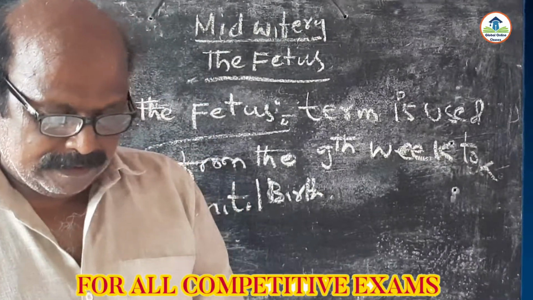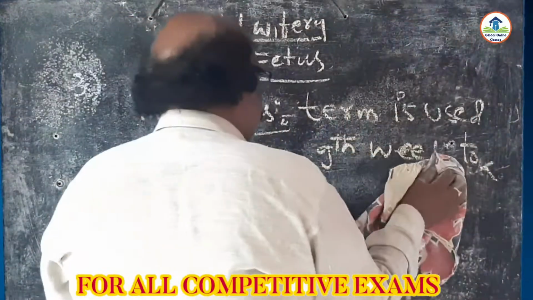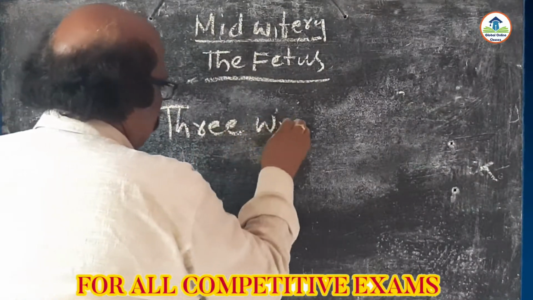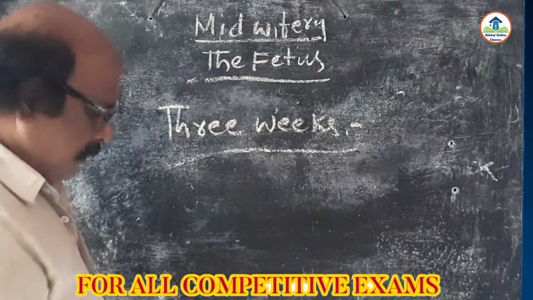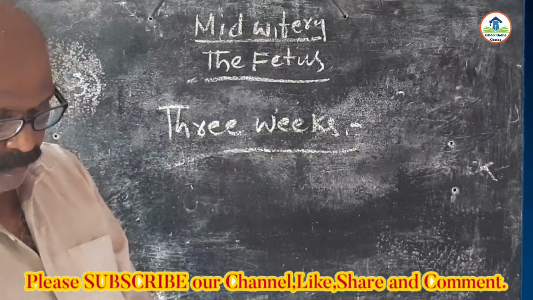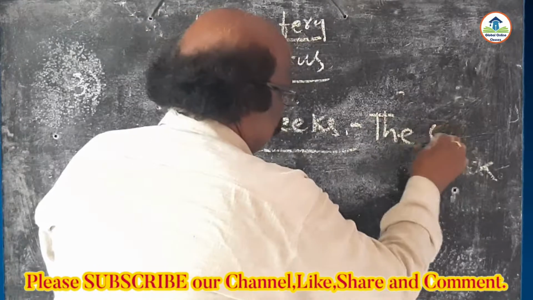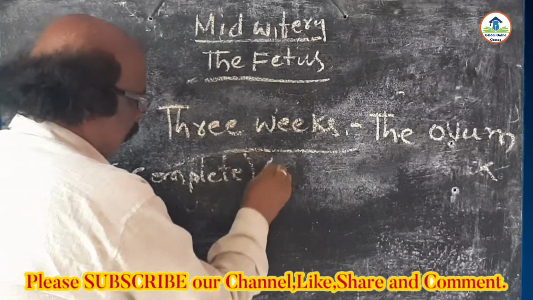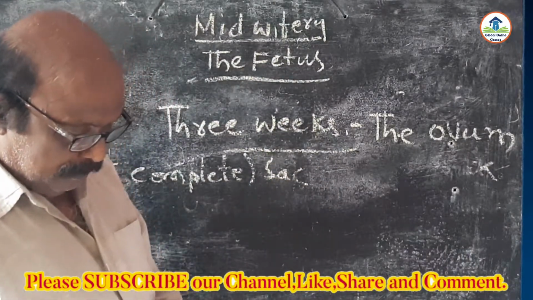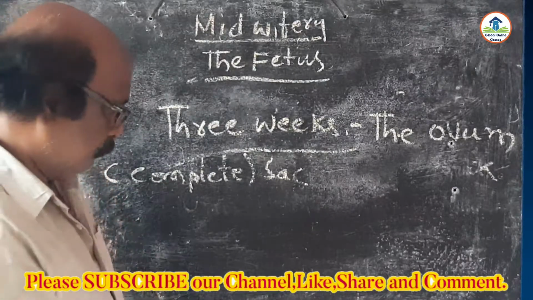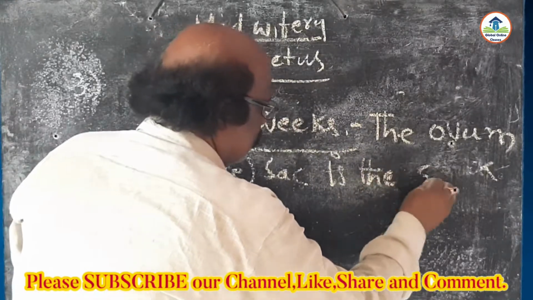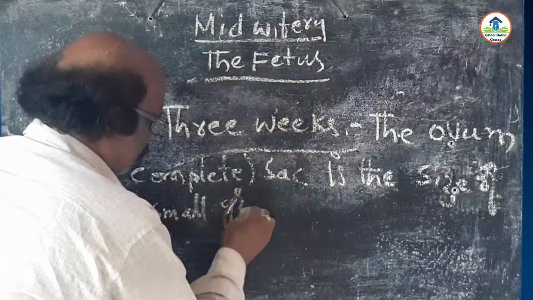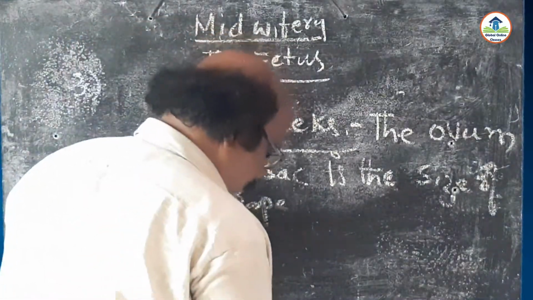Okay, now about the 3 weeks, let us see, pregnant of 3 weeks. Okay, what is the 3 weeks? At 3 weeks, the ovum is a complete sac. The complete sac is the size of a small grape.